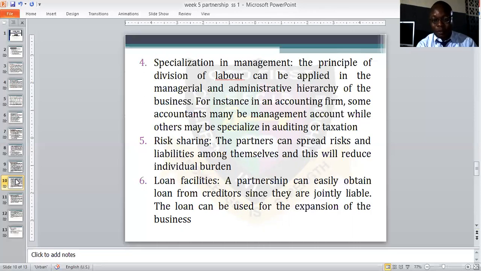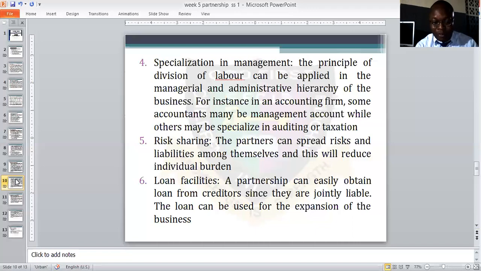You can have some people that will prepare accounts. You can have other partners that will be in the audit department. We have others that will look at how they are going to pay tax per year. Then it's also risk sharing. The partners can spread the risk and liabilities among themselves, and this will reduce individual burden. Yes, they share this so that it will reduce the individual burden.